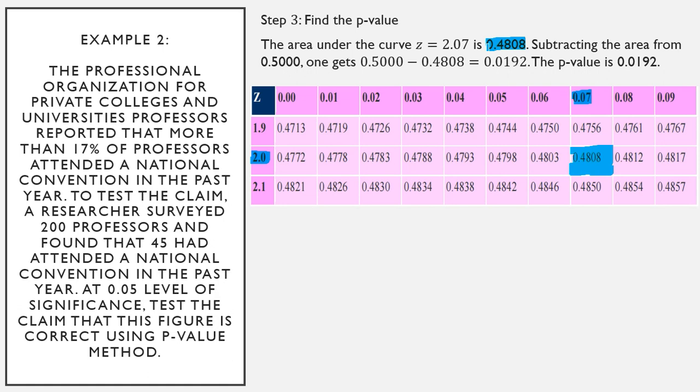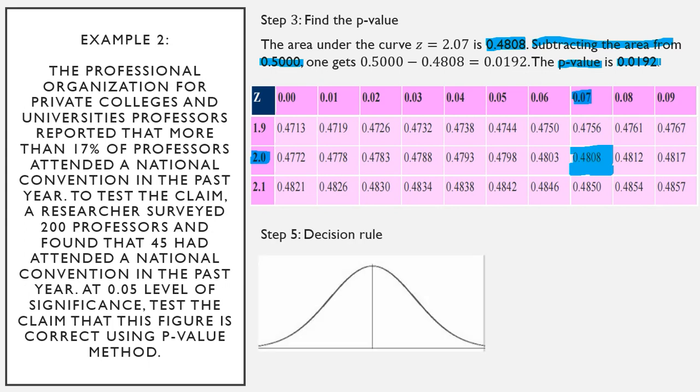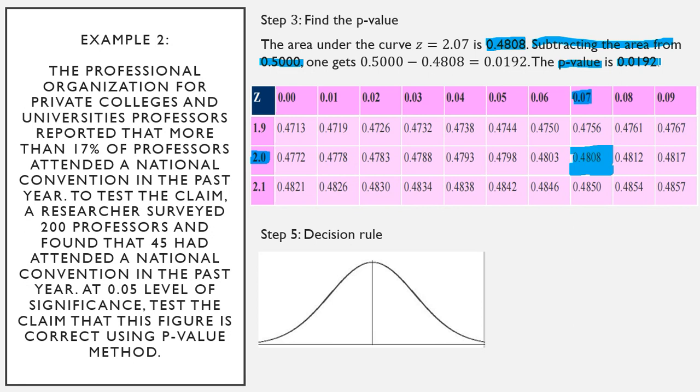So yan po yung area na kabuuan from 0 to 2.07. Okay? And since nahanap natin iyan, so kailangan natin i-subtract yung area na nakuha natin into 50% or 0.5000 para po makuha natin yung p-value na 0.0192 na kung saan yan po yung i-compare po natin doon po sa level of significance na meron tayo. Okay? So, ito na po siya. Dito na po pupunta yung decision rule po natin.